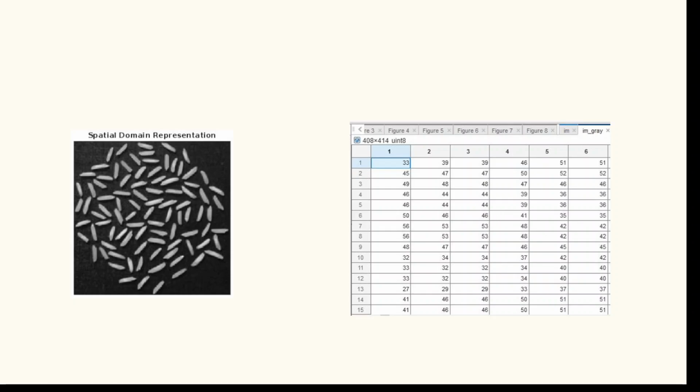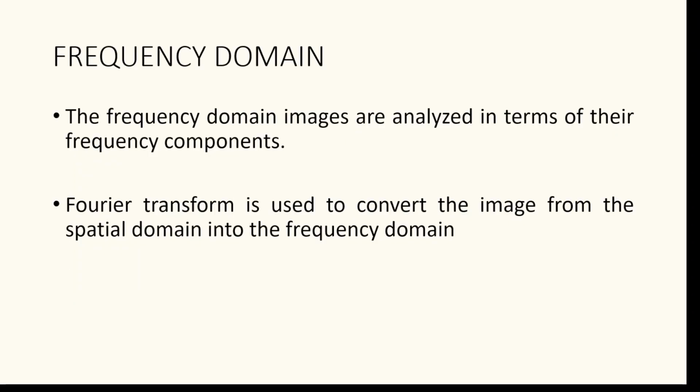Now if you consider the same image in frequency domain, let's see how we represent it. The frequency domain, on the other hand, is a domain in which images are analyzed in terms of their frequency components. This means that we look at the image in terms of its sinusoidal wave components represented by the amplitude and phase of its spectral components. In the frequency domain, we use tools like Fourier transform to convert the image from spatial domain to frequency domain. And we perform operations like smoothing, sharpening, and noise reduction in the frequency domain.